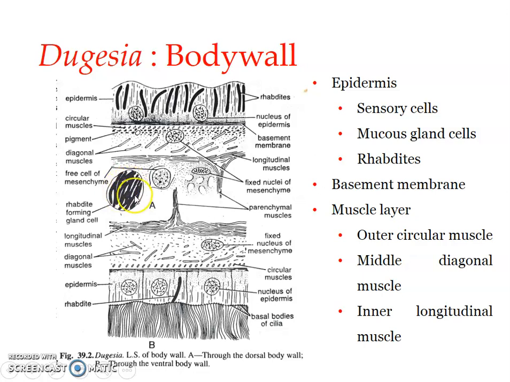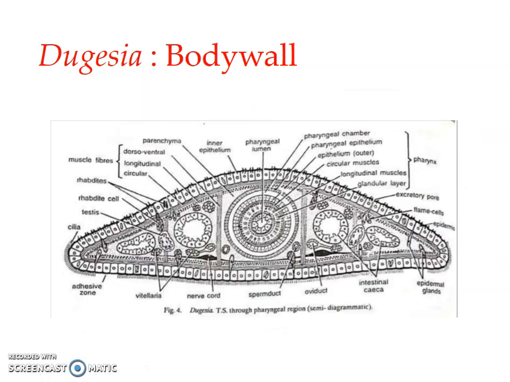And these rhabdite-forming gland cells produce the rhabdites, and these rhabdites migrate towards the epidermis and get distributed along the epidermis. Okay, this is what happens. I hope that part is clear. Apart from these, you can also see certain other gland cells which are associated with the dorsal body wall.